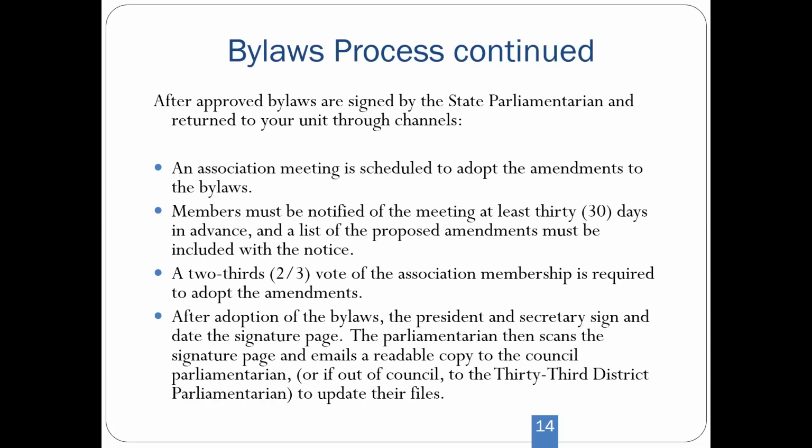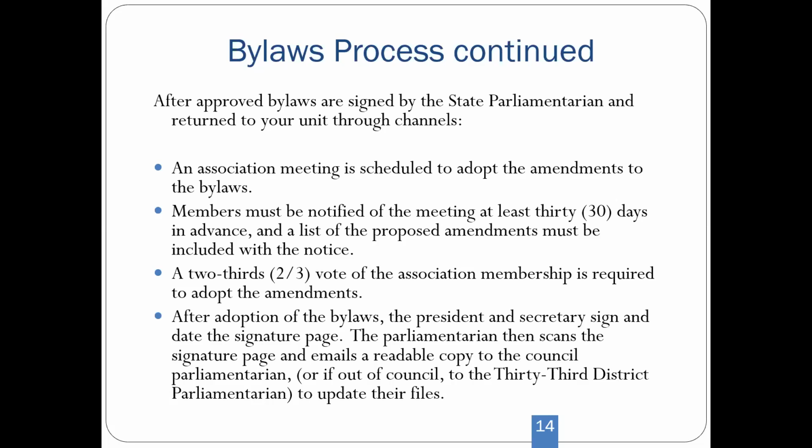Once the bylaws are approved and signed by the state parliamentarian, they will be returned to your unit through the council, or if you're an out of council unit, you'll get them directly from me. What happens next is an association meeting is scheduled to adopt the amendments to the bylaws. Members must be notified of the meeting at least 30 days in advance, and a list of the proposed amendments must be included in the notice for the meeting. A 2/3 vote of the association membership is required to adopt the amendments.